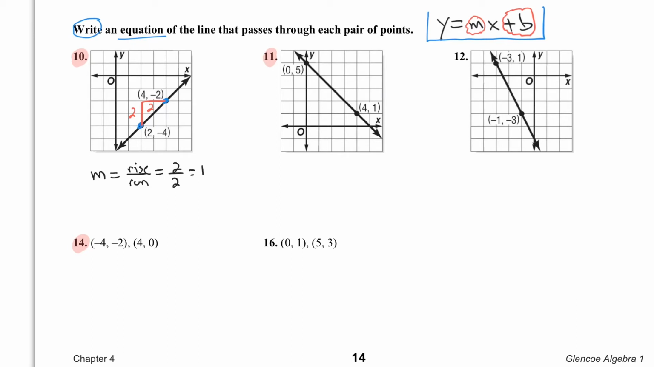So guess what? 2 divided by 2 is 1. So my slope equals +1. And notice the line is going uphill, so it is +1. The second step is to find the y-intercept, which is b.